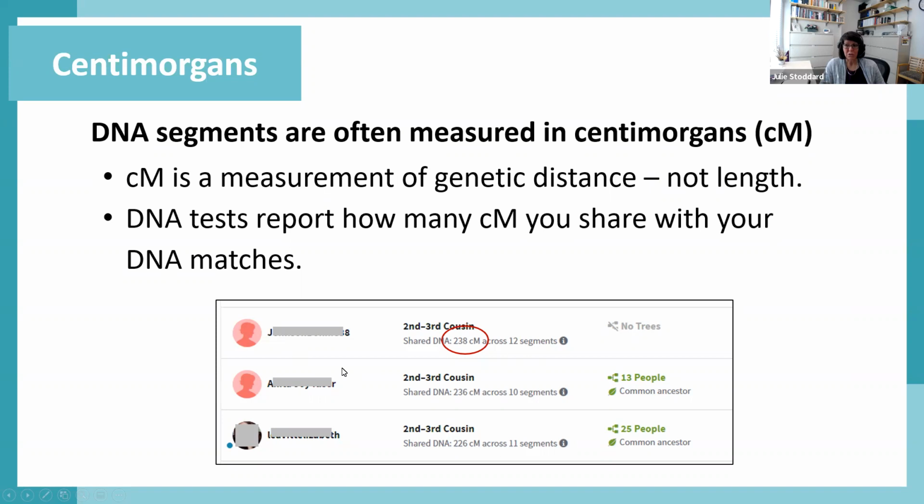And so total, it's 238 centimorgans. With this match that starts with an A, it's 236. And then we've got this last cousin that's 226. So this is the key information. This is why you take a DNA test, is to find out who your DNA matches are.